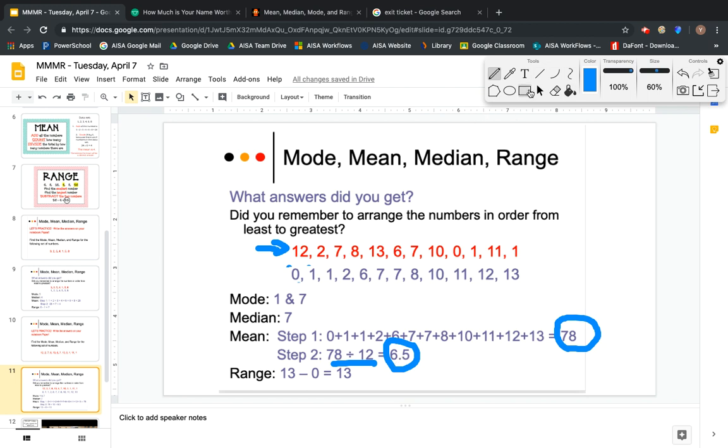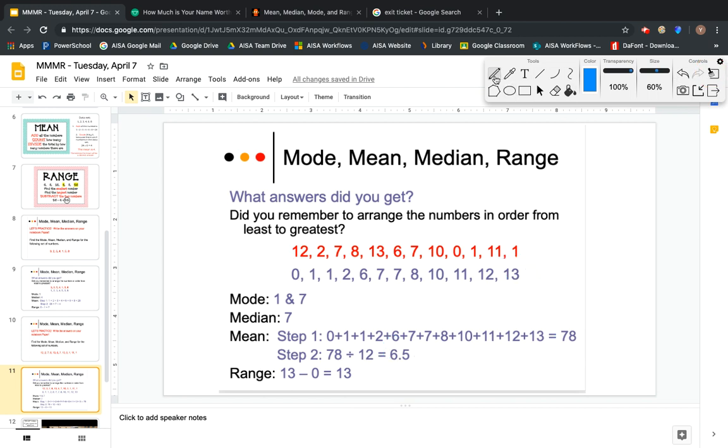Now, when I'm looking for my range, I can circle my largest number, which is 13, and my smallest is 0. So I find the difference. 13 minus 0 equals 13. So 13 is the range.